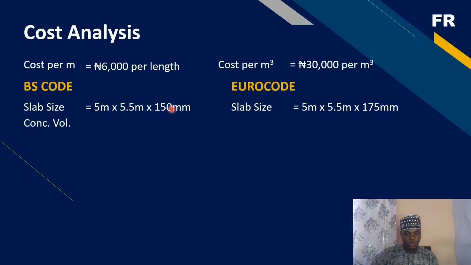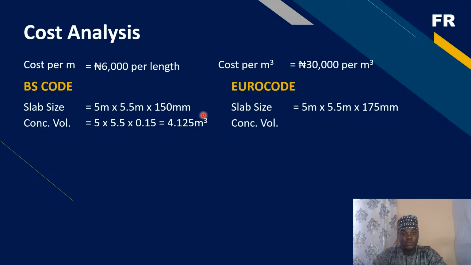So the next thing is the concrete volume, the volume of concrete. Based on this size, the volume of concrete is expected to not be the same, because slab size of 5 meters by 5 meters by 150. So this one is going to give us a volume of 4.125 meter cube. Then for the Eurocode, the volume of concrete based on the design is going to be 5 by 5.5 by 0.175. So this will increase the volume of concrete to 4.8125 meter cube. So you can see that the volume of concrete from the BS code is slightly lower.